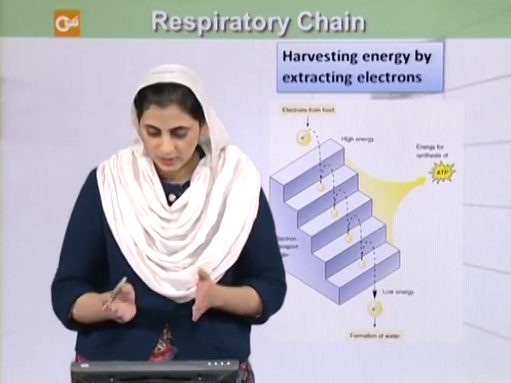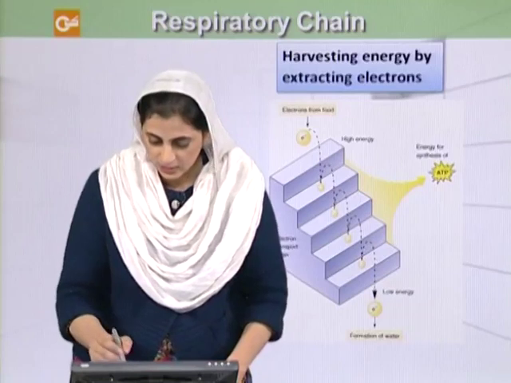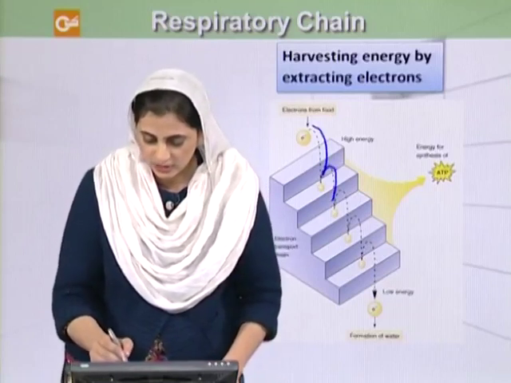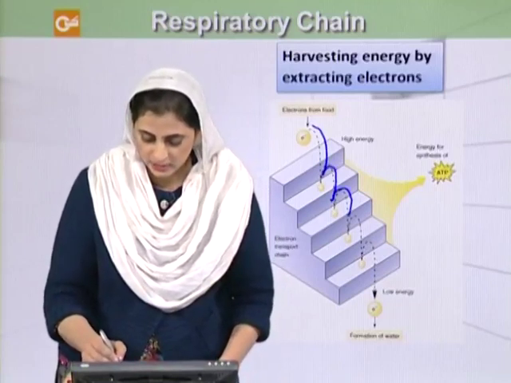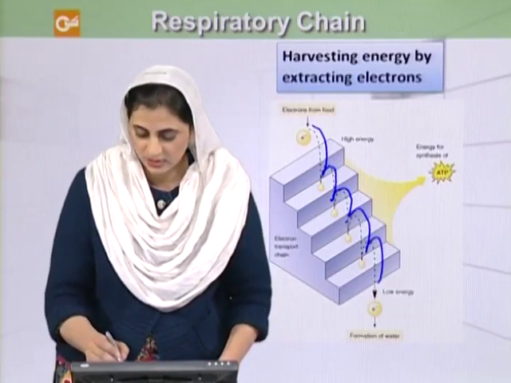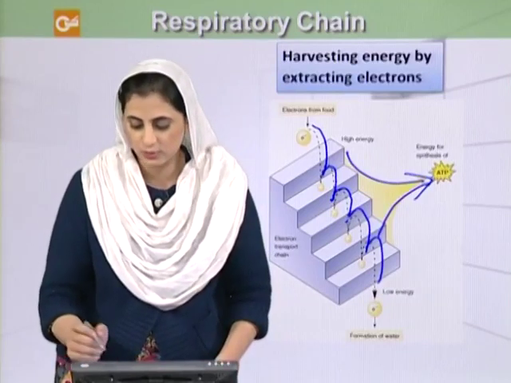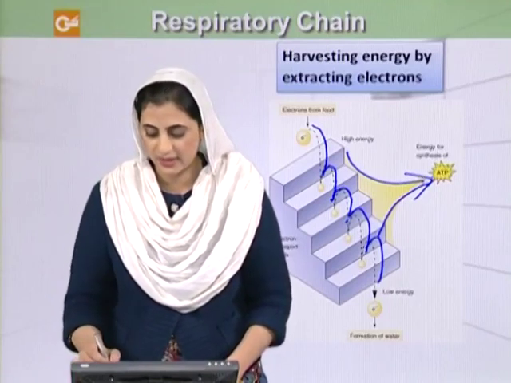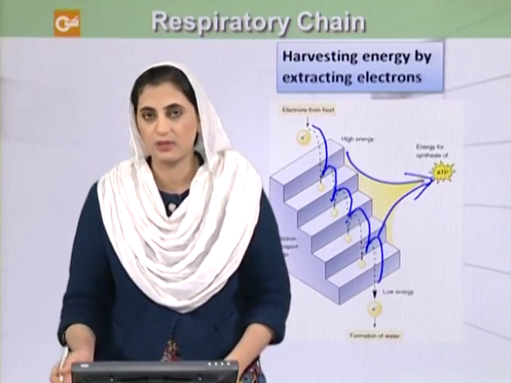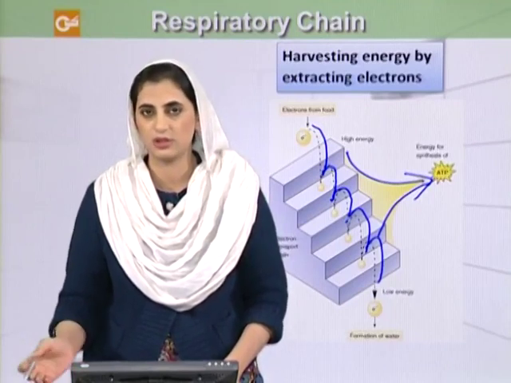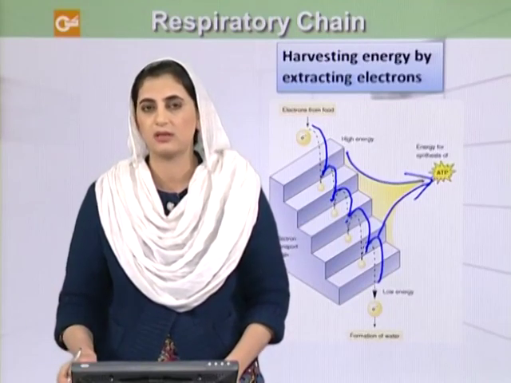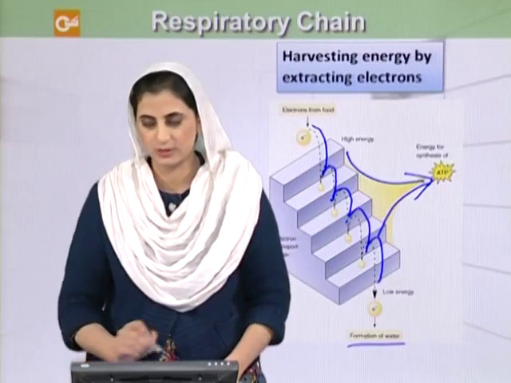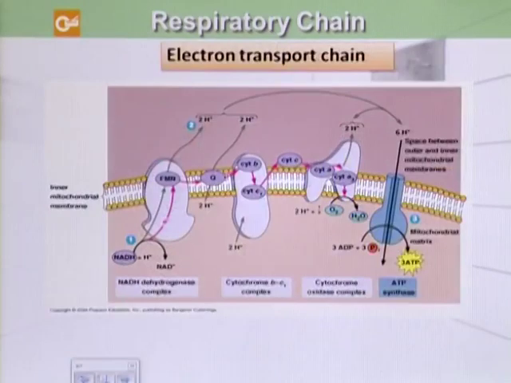So you can see here from the diagram that when the electrons move through the series of electron carriers, they transfer their energy, which is then used for the formation of ATP. And finally, there is an electron acceptor, which we discussed earlier, which is oxygen. It accepts electrons and then the formation of water also occurs. So here you can see the detail of the electron transport chain.